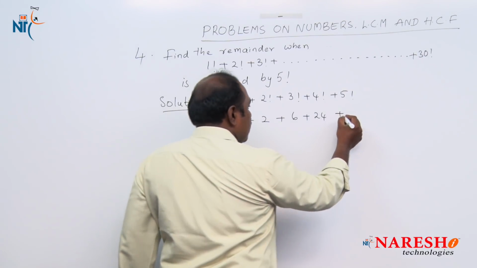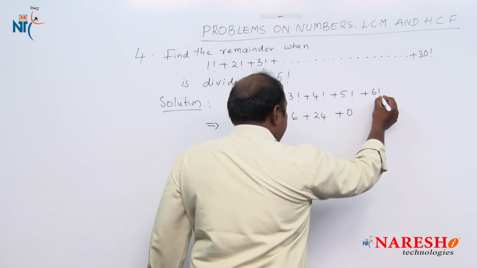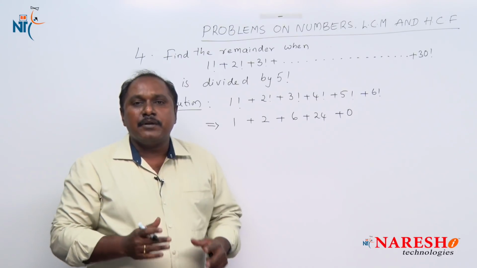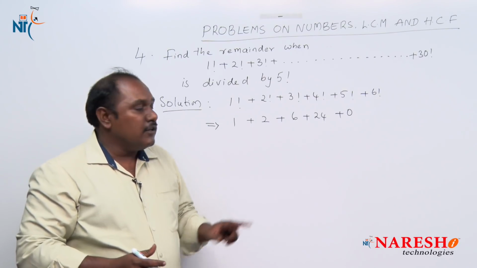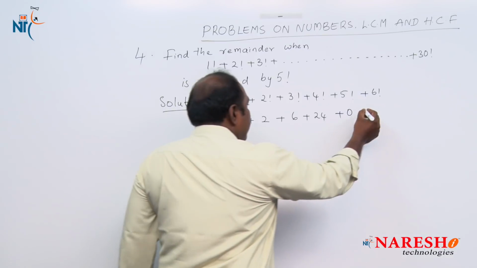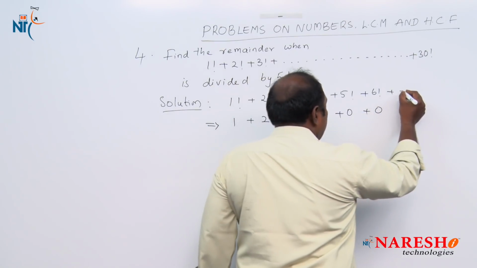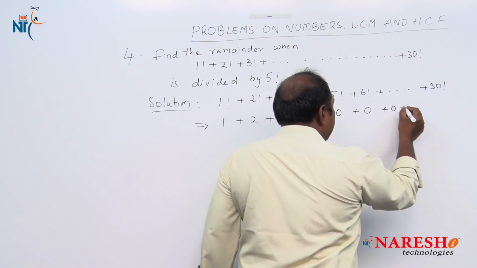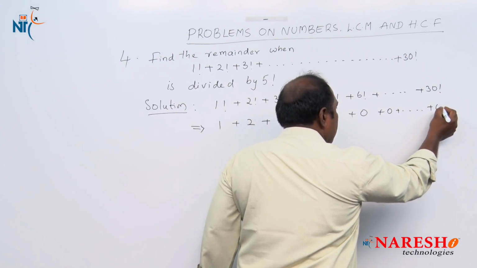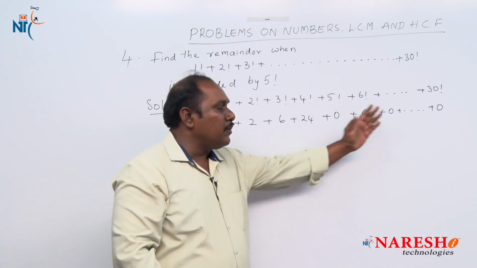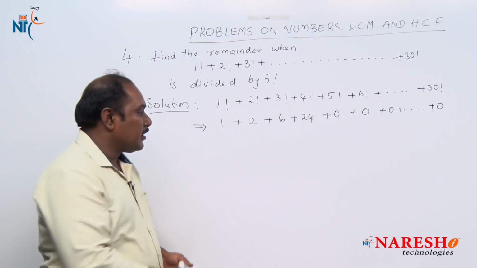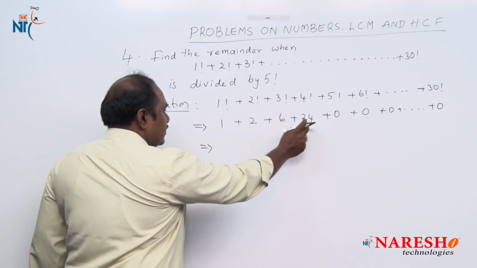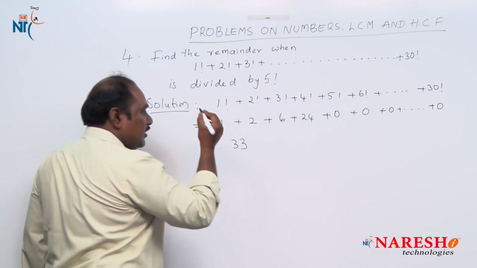6 factorial definitely is a multiple of 5 factorial, because 6 factorial can be written as 6 into 5 factorial. So from here onwards, every factorial according to our question till 30 factorial is a multiple of 5 factorial. So obviously from 5 factorial onwards, your remainders will be 0. So the answer for this question is 1 plus 2 plus 6 plus 24, which is 33.